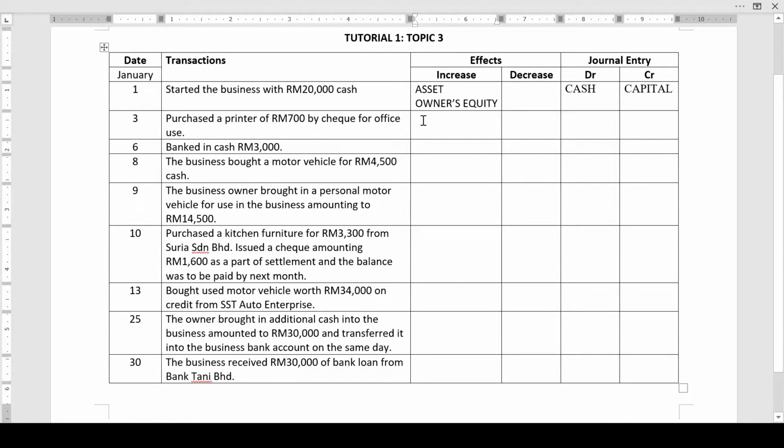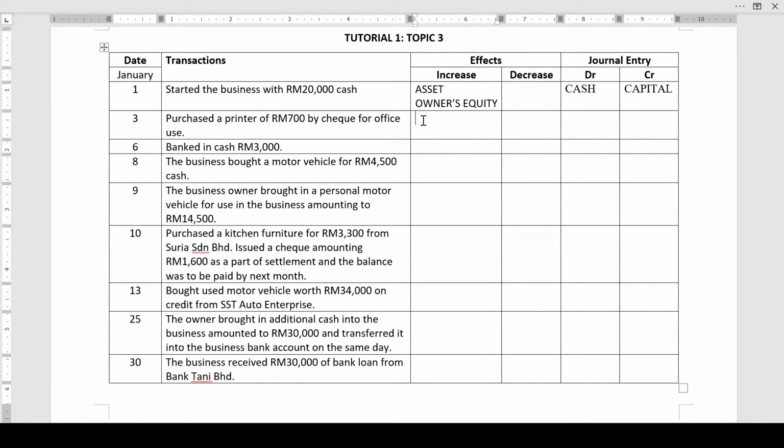Purchase a printer of 700 ringgit by check for office use. A printer is an asset to the company because the printer will be used in the company for more than 1 year, and it is used for admin purpose. It is a resource controlled by the business. So a printer is an asset.